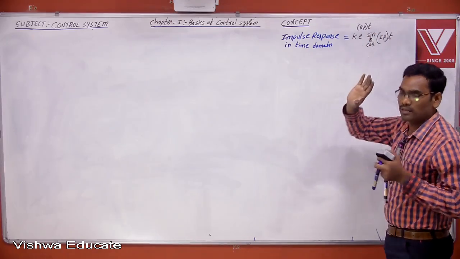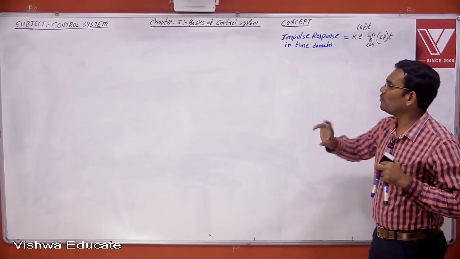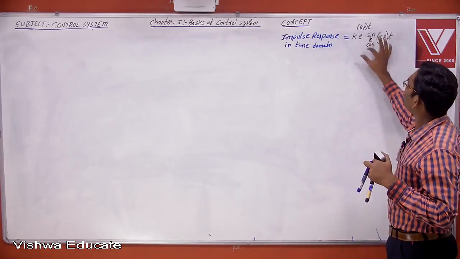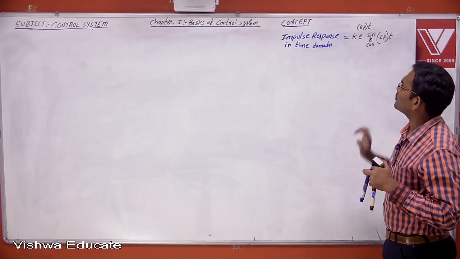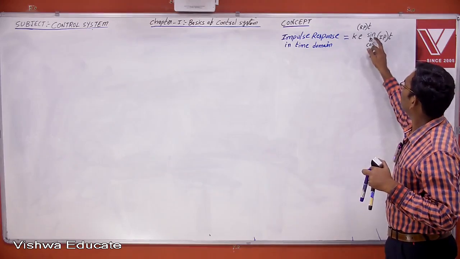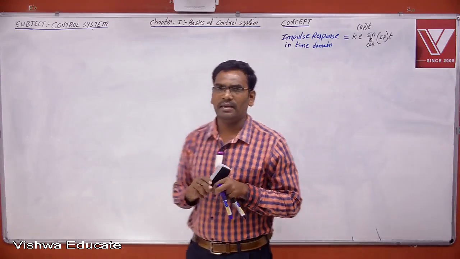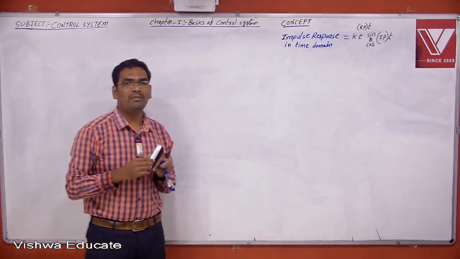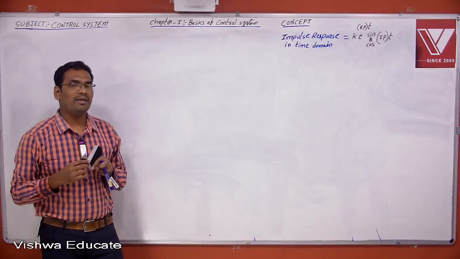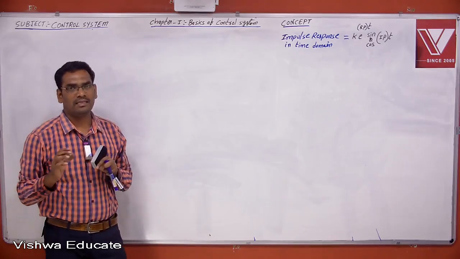If your pole location has only an imaginary part, take this portion and remove this exponential portion. Therefore, whether we take sine or cos, it is not a problem for us. Here it is not a phase difference. How much the phase is, all these things are not important.